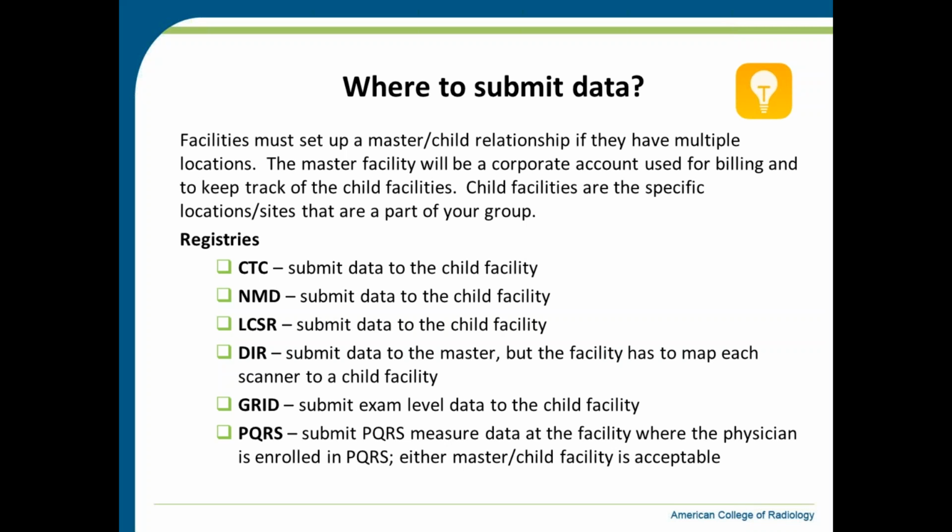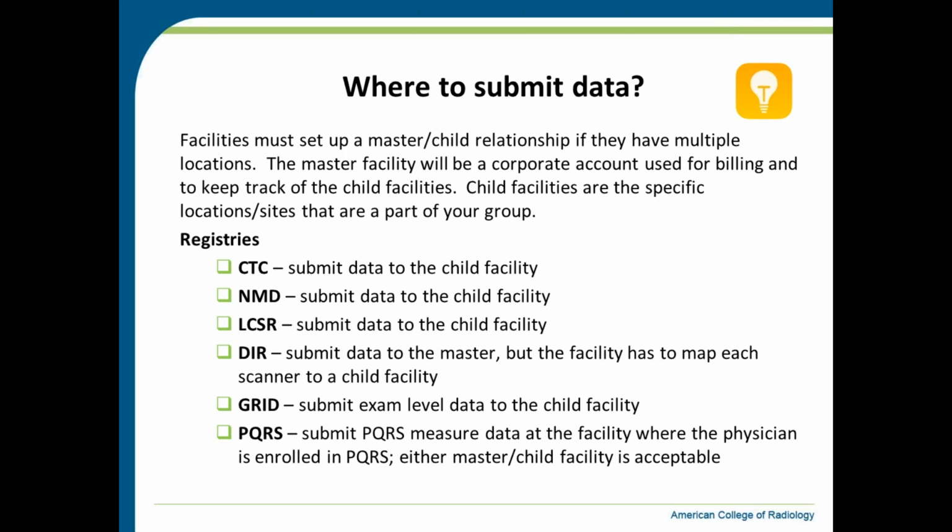And then your child facilities are the specific locations or sites where the imaging is happening that are a part of your group. So essentially, we have a lot of hybrid accounts where we have a master account and under that they may have 20 or more facilities. Most radiologists are reading at more than one facility, so this master-child setup is important.